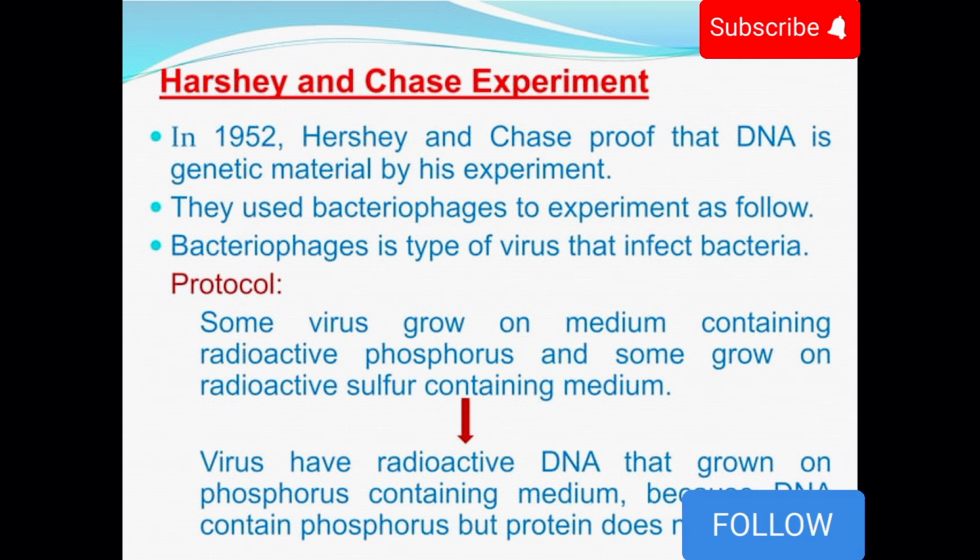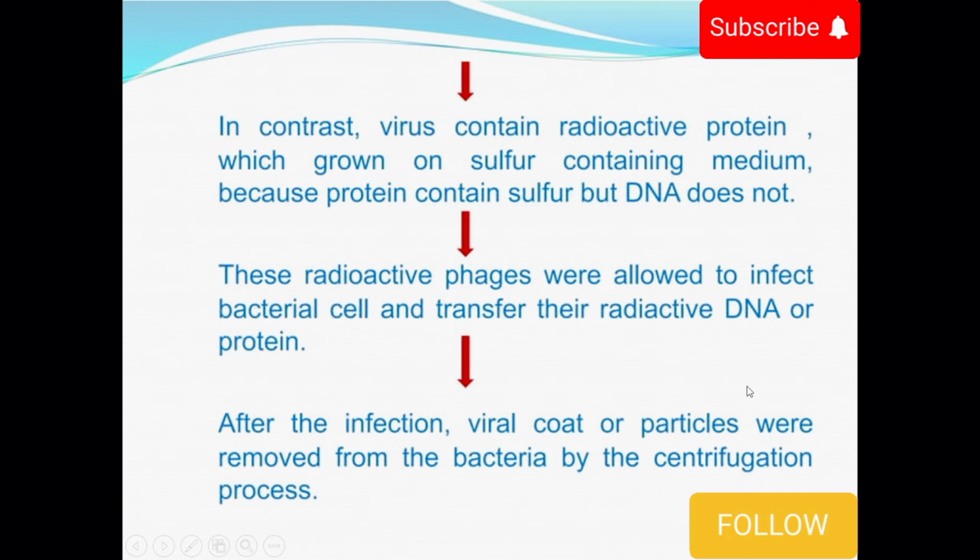So two other scientists, Hershey and Chase, performed their experiment in 1952 and proved that DNA is the genetic material. They used bacteriophage for the experiment. Bacteriophage is a type of virus that eats bacteria, or we can say that it attacks or infects bacteria. Some bacteriophages grow on a medium containing radioactive phosphorus, and some grow on a medium containing radioactive sulfur. Viruses grown on phosphorus-containing medium have radioactive DNA, because DNA contains phosphorus but protein does not. In contrast, viruses grown on sulfur-containing medium have radioactive protein, because protein contains sulfur and DNA does not contain sulfur.